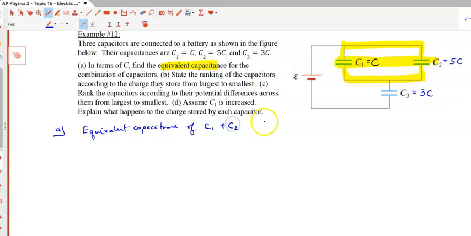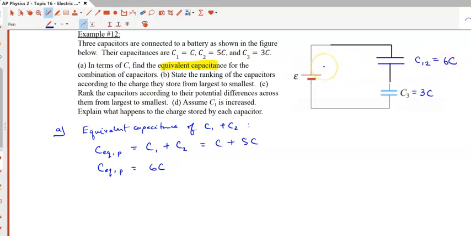C1 and C2. And if you recognize, these are in parallel with each other. So the equivalent capacitance in parallel is basically simply adding the capacitors. So in this case, it will be C plus 5C. So our equivalent capacitance in parallel will essentially be 6C. So then the next thing we want to do is redraw the circuit with essentially one capacitor that represents the capacitance of 1 and 2 together. So I've just redrawn the circuit and replaced 1 and 2 with this new capacitor that is just 6C.